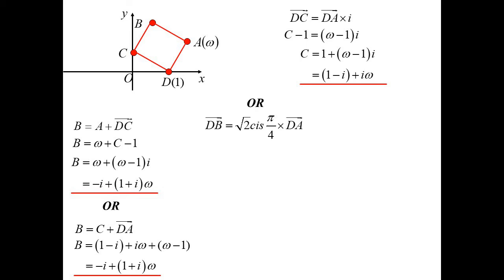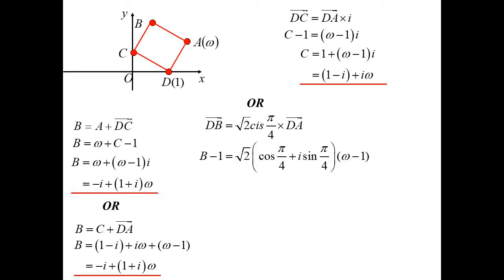There's another way I could have done it. Have a look at this one. Remember, I'm trying to find point B. The vector DB, because I know this is a square, I've rotated the vector DA 45 degrees. But I've also changed its length. I remember the sides in a 45 degree isosceles triangle go in the ratio 1, 1, root 2. So I've multiplied its length by the square root of 2. So if I multiply the vector DA by the square root of 2 cis pi on 4, I should get the same answer again. Let's see what happens.